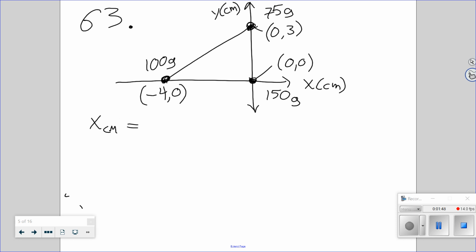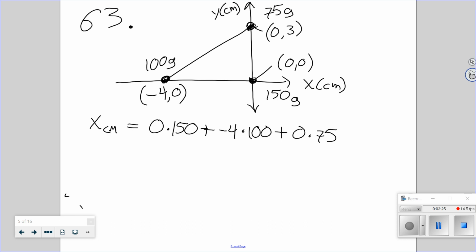The location of the center of mass on the x-axis is, okay, we take the x-coordinate, 0 times 150. Trust me, this is going to work. Plus negative 4 times 100. Here's the second one. Plus 0 times 75. Oh, but that's negative 400. How's that wrong? I didn't average it. I just got the weighted part.